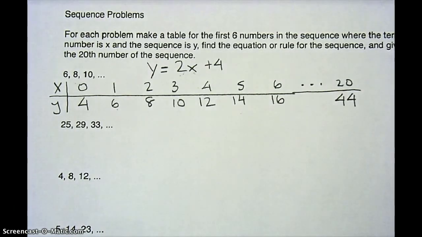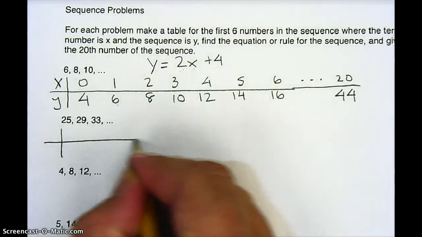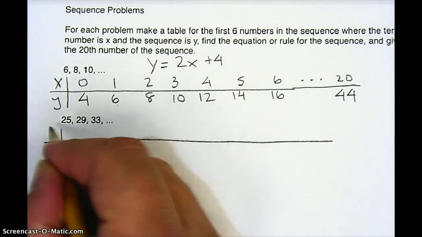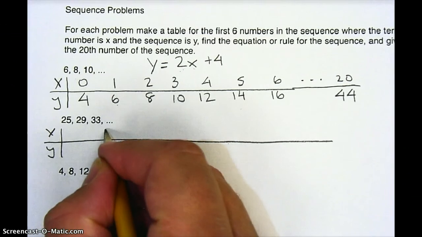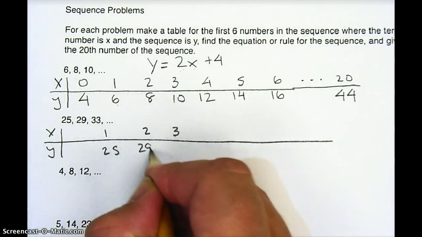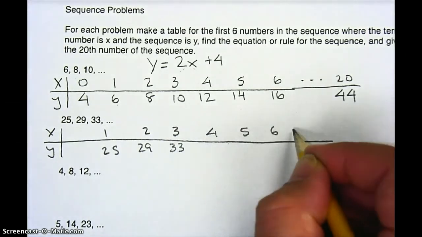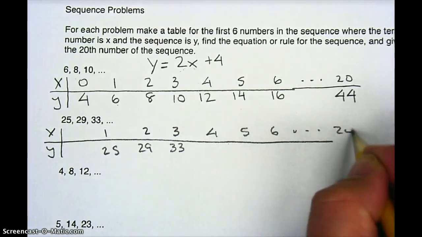But not all sequence problems are like that. Sometimes they're a little bigger numbers and a little bit trickier. We're going to try a little bit different one. The next sequence that I have is going to be 25, 29, 33. So I make my table, and when I'm making my table, I'm thinking, how much am I going up by each time? So I write down my x and my y, and I put my 1st, 2nd, and 3rd numbers, which are 25, 29, 33. But I also have to give my 4th, 5th, 6th, and 20th.